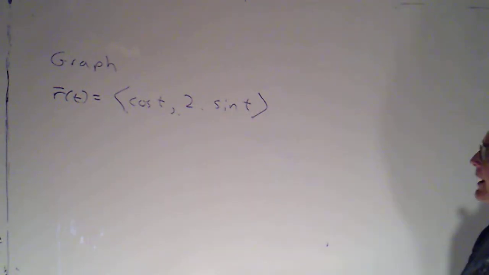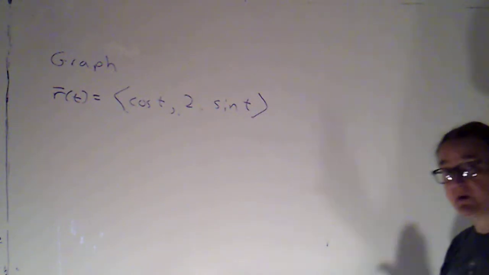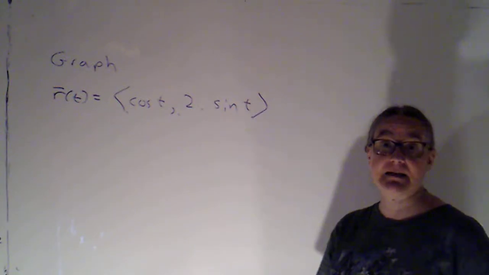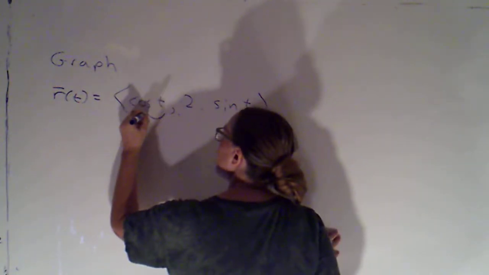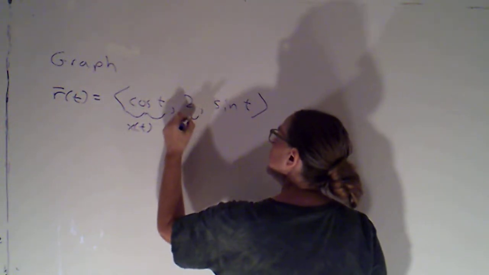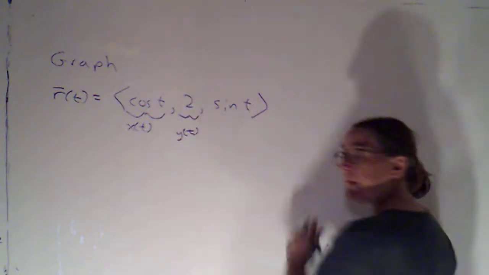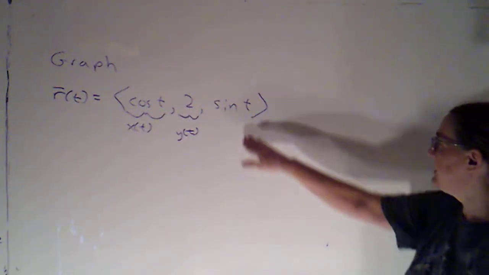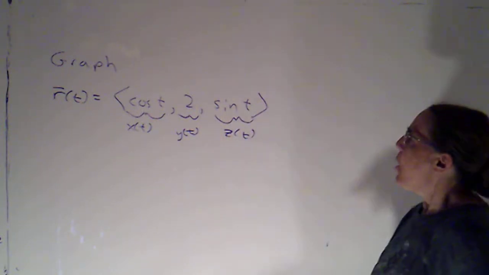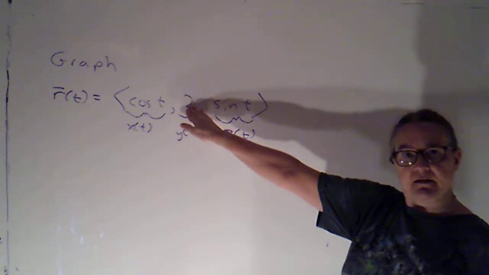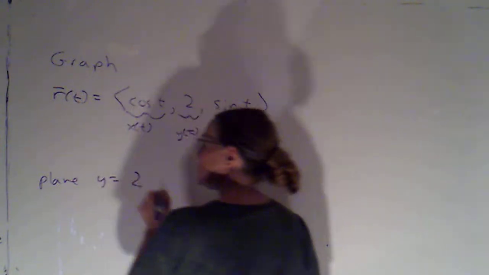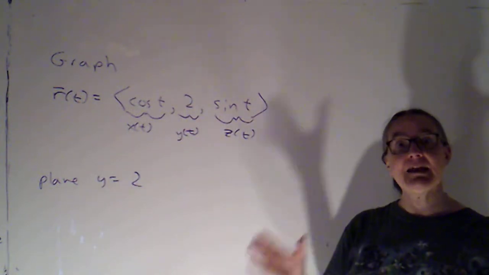But this one's an example right here of something where I can take advantage of my familiarity with the unit circle in 2 space to figure out what this graph looks like in 3 space. Okay. So if I take a look, cosine of t is giving me my x value. 2 is my y value. So the component function for y is constant, and sine of t is giving me my z value. Well, the fact that my y value is constant tells me that the curve lies in the plane y equals 2. So it's going to be a plane curve.